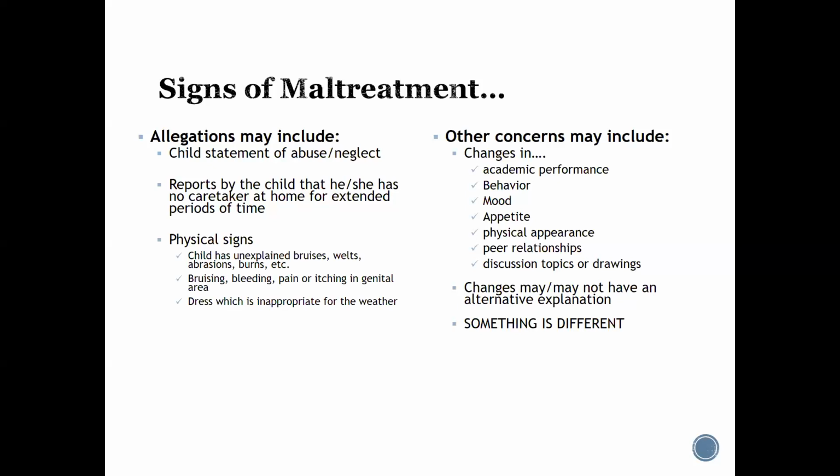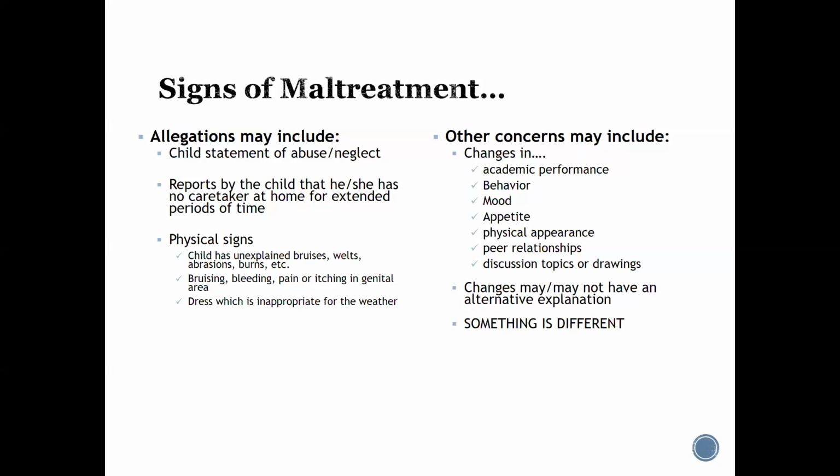Next, we have physical signs. And again, these are some of those obvious ones. We want to take the physical signs into consideration with a child's age and their abilities. If you're at a daycare facility, working with young children who are just learning to walk, bruises on the knees are not uncommon as kids are getting their bearings. However, if you have a 6-year-old whose legs are bruised up and down, you're going to be a little bit more concerned about that.